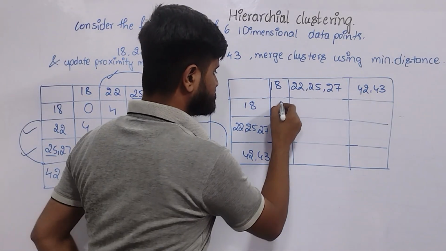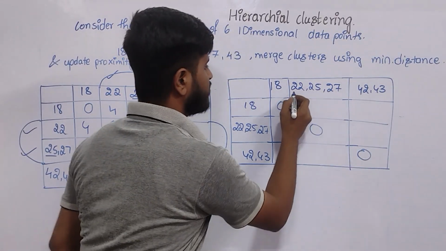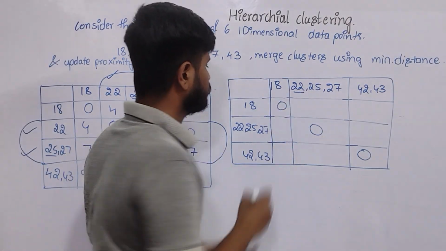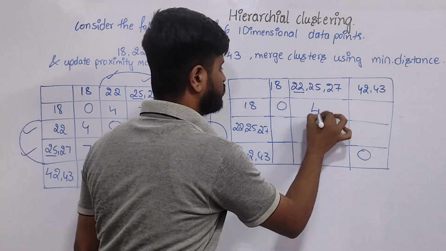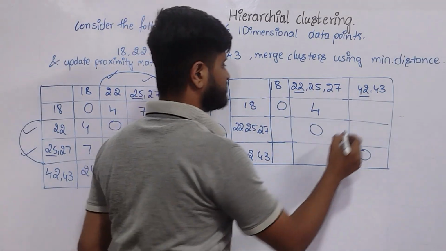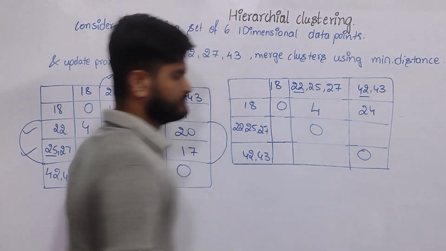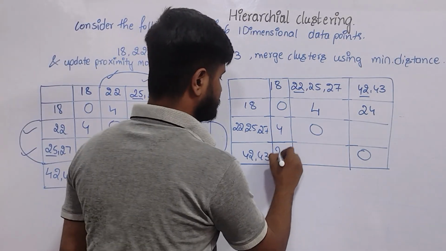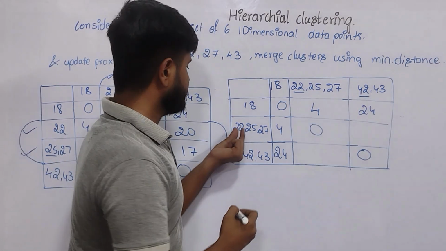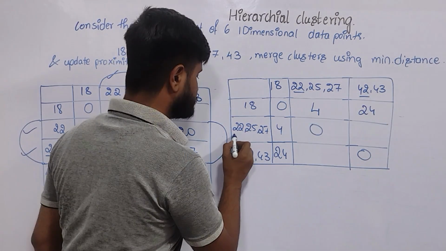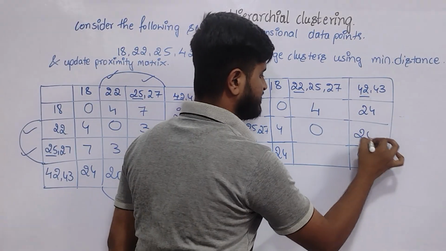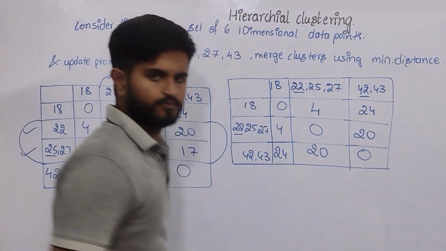Now diagonal elements 0. Among 22, 25 and 27 you will be choosing the least number, that is 22. 22 minus 18 will be 4. Among 42 and 43 you will be choosing 42. 42 minus 18 will be 24. Next, just copy them in the column also. Here 42 is there, here 22, 25, 27. You must choose the least number, that is 22. 42 minus 22 will be 20. Here also I will be writing 20.